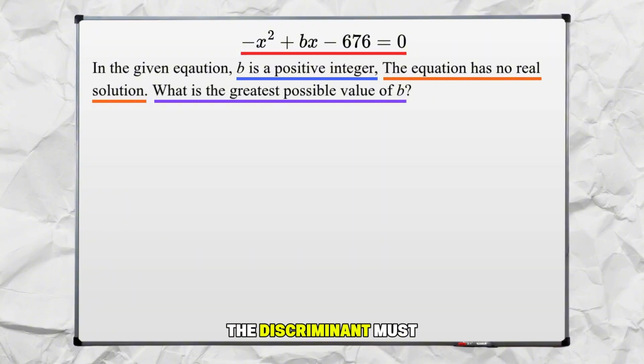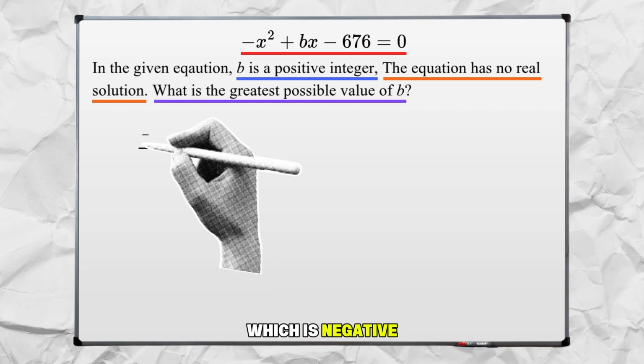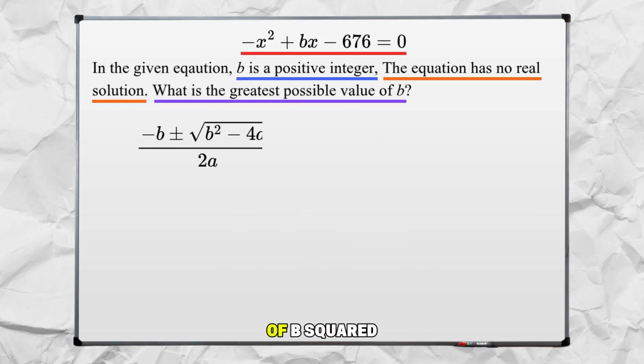So that means the discriminant must equal a specific value. If you remember, the quadratic formula is negative b plus or minus the square root of b squared minus 4ac, over 2a. The discriminant is this part right here, under the square root. This part is going to determine how many solutions the quadratic has. We know that the equation has no real solution, so this must mean the square root has no real value either.